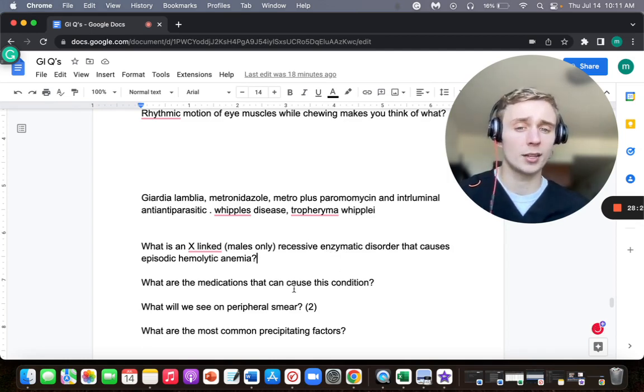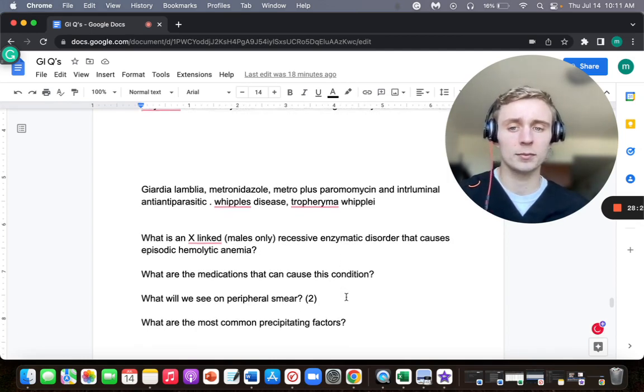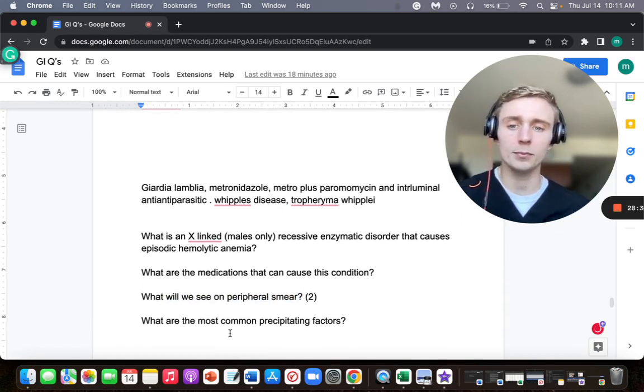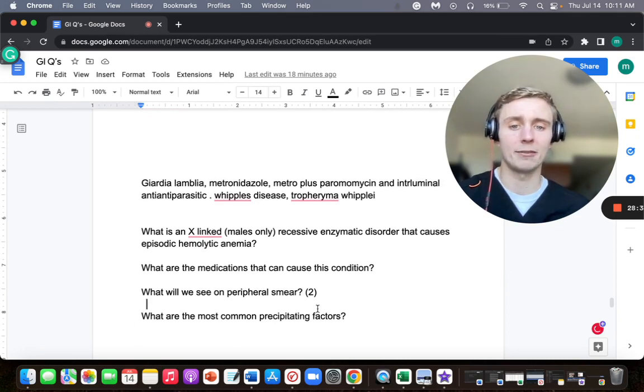What medications can cause this condition as well? And what will we see on peripheral smear? What are the most common precipitating factors as well? So it's important to know the precipitating factors and a couple classical things seen on peripheral smear too.